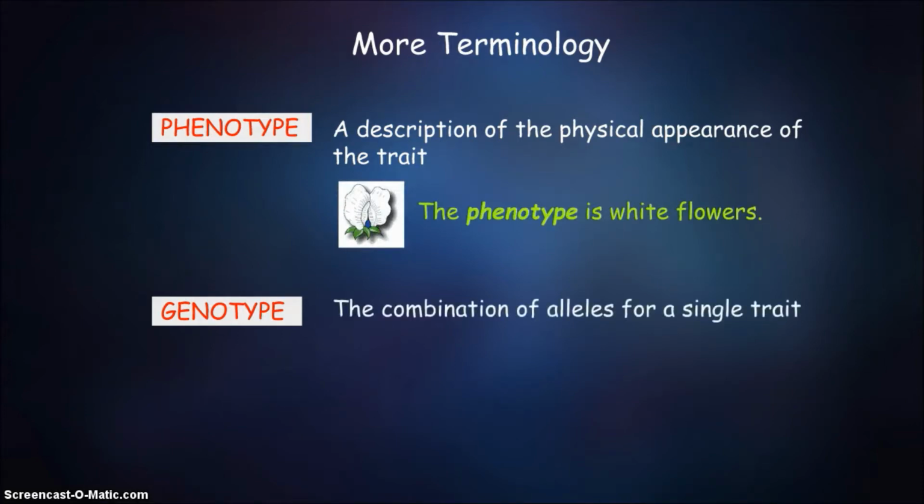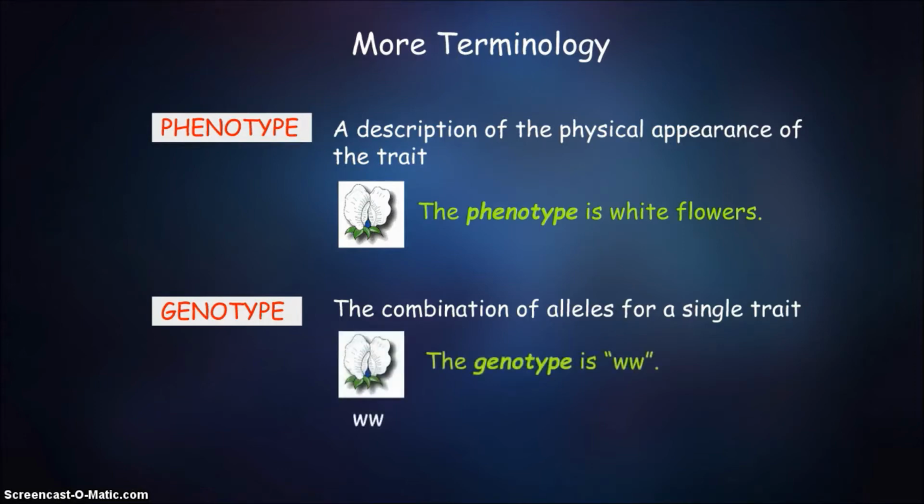The genotype is the combination of alleles for a single trait. This is really the genetic makeup of the organism. Again, in the case of our pea plants, in a sentence, you could say the genotype is lowercase w, lowercase w. I know that sounds kind of weird, and towards the end of this video, I'll show you a few words that you can use in a sentence like this so it doesn't sound quite so weird.